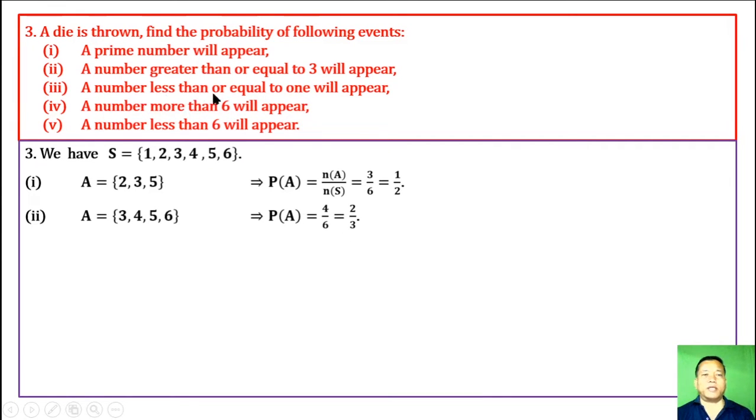Roman number 3: A number less than or equal to 1 will appear. That is 1 only. A consists of 1 only. Therefore, P of A is 1 by 6.